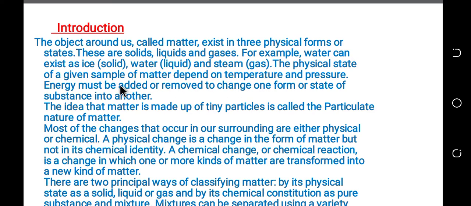The physical state of a given sample of matter depends on the temperature and pressure. የፊዚካል ስቴት ኦፍ ማተር የሚወሰነው በምኑ ነው? በቴምፕሬቸር እና በፕሬሸር ነው። The physical state of a given sample of matter depends on blank and blank, temperature and pressure.